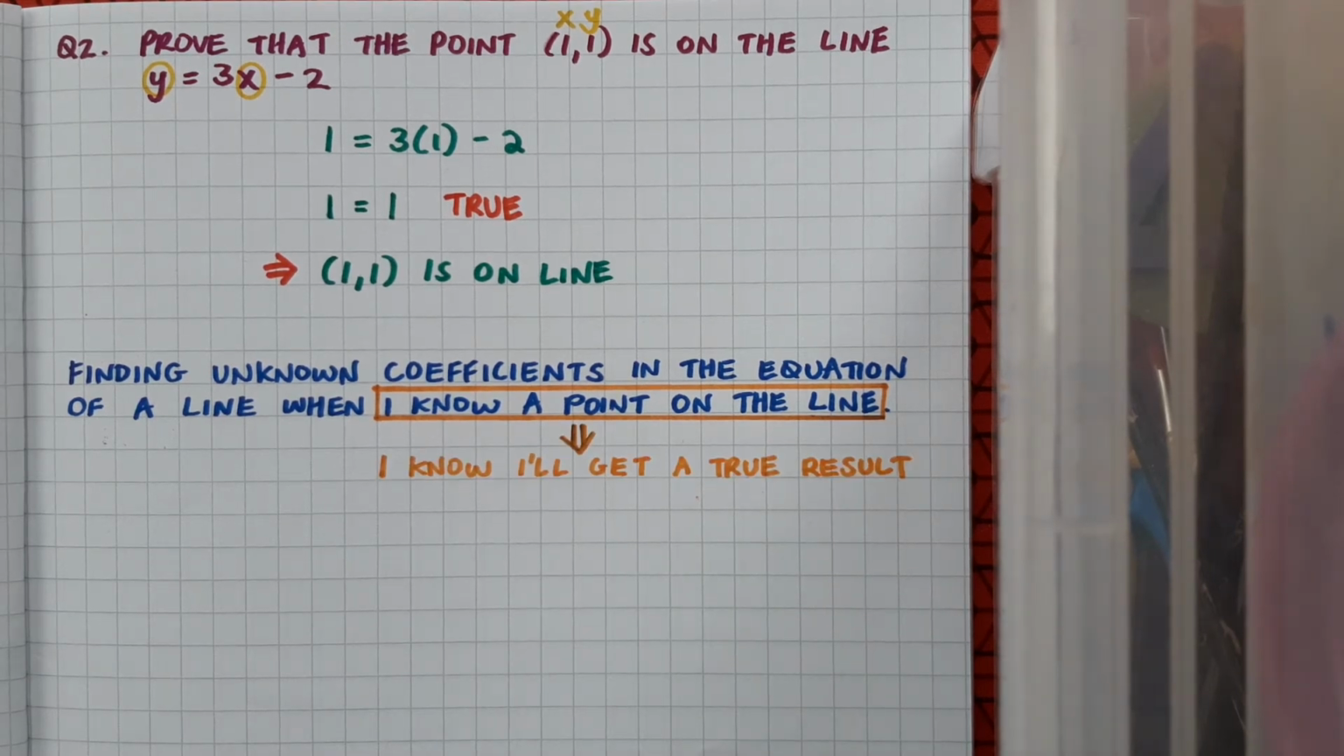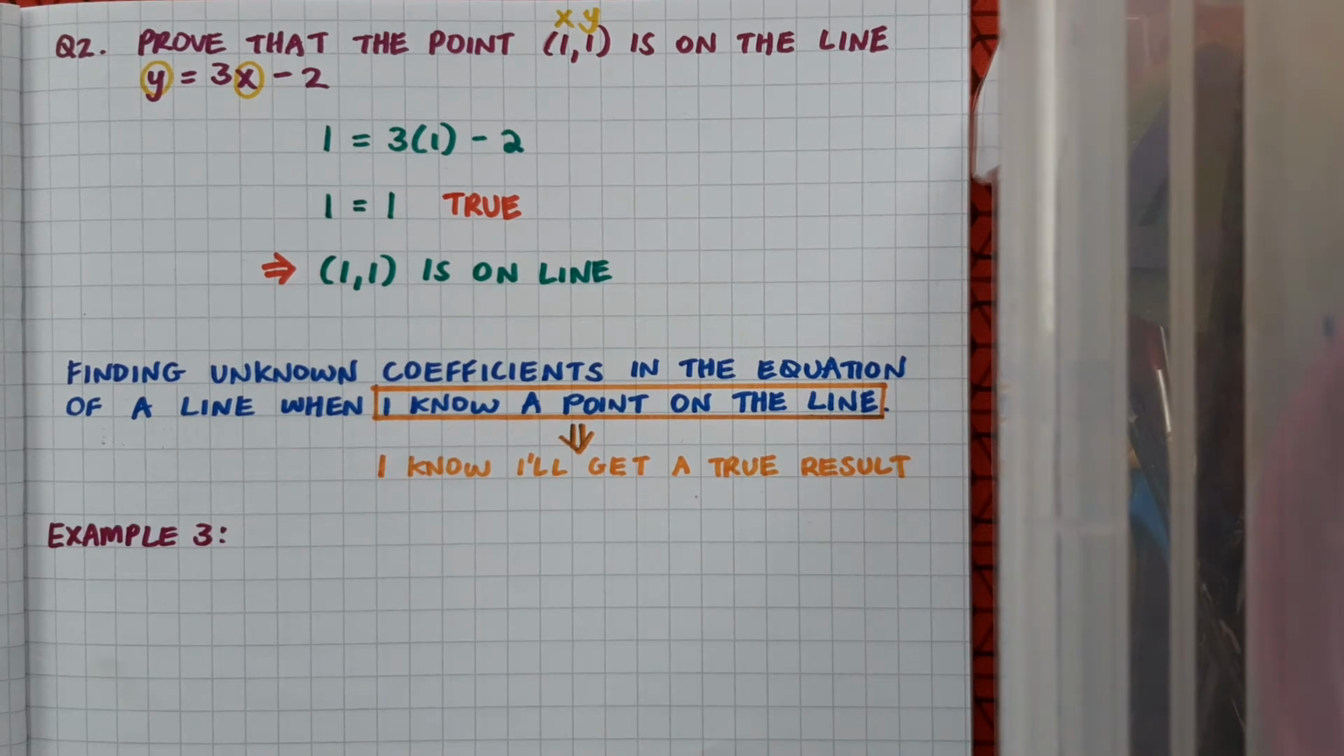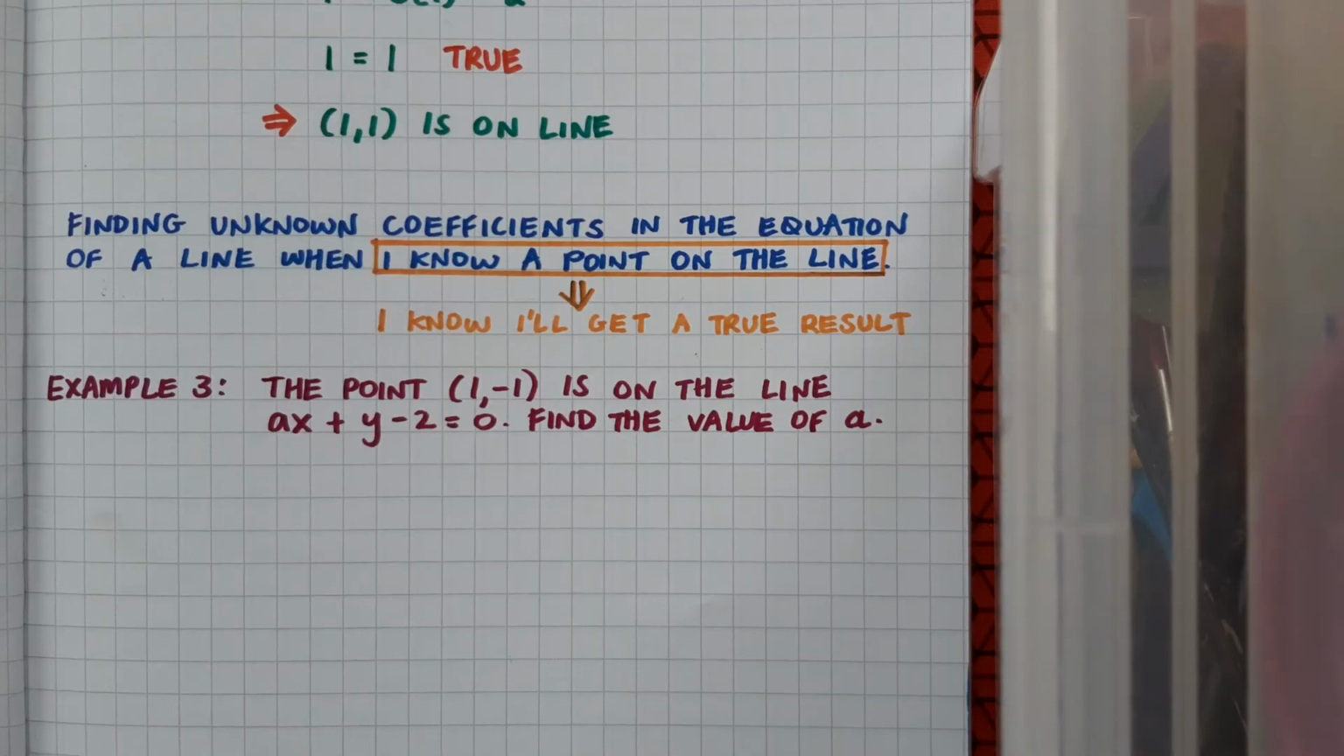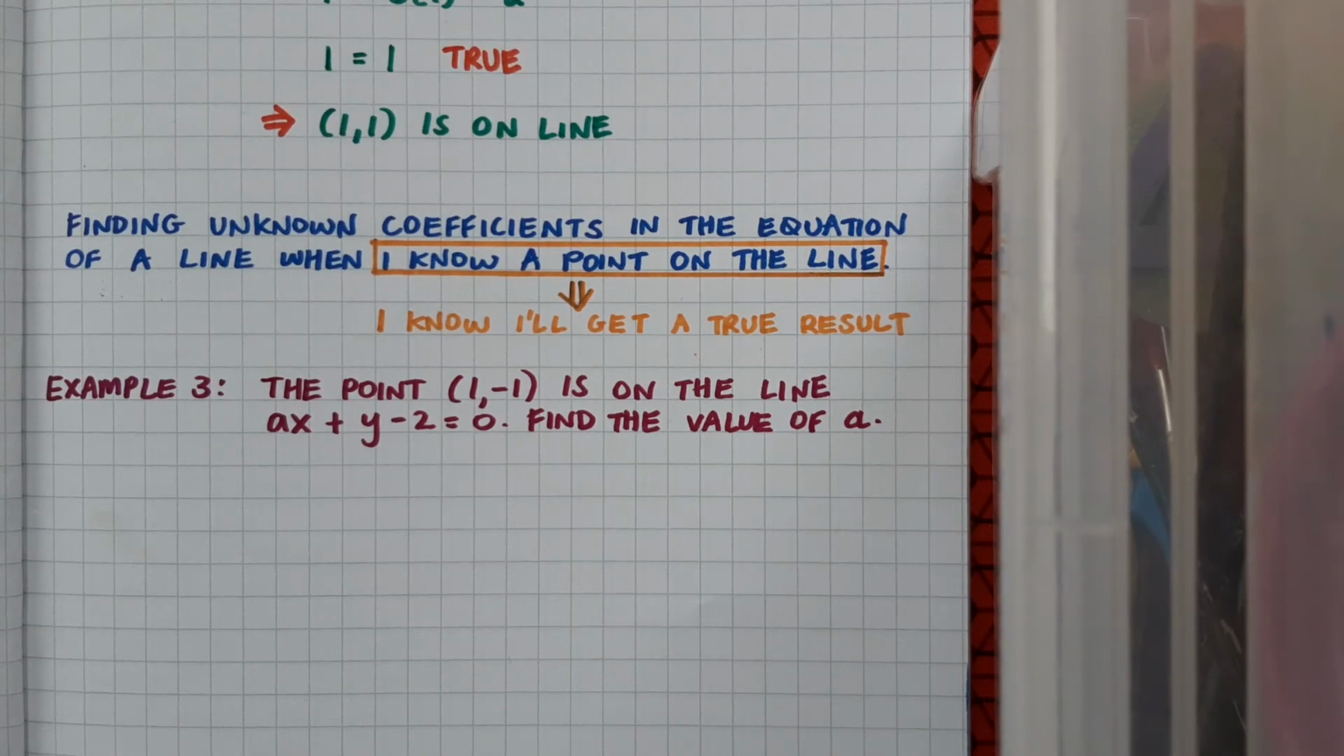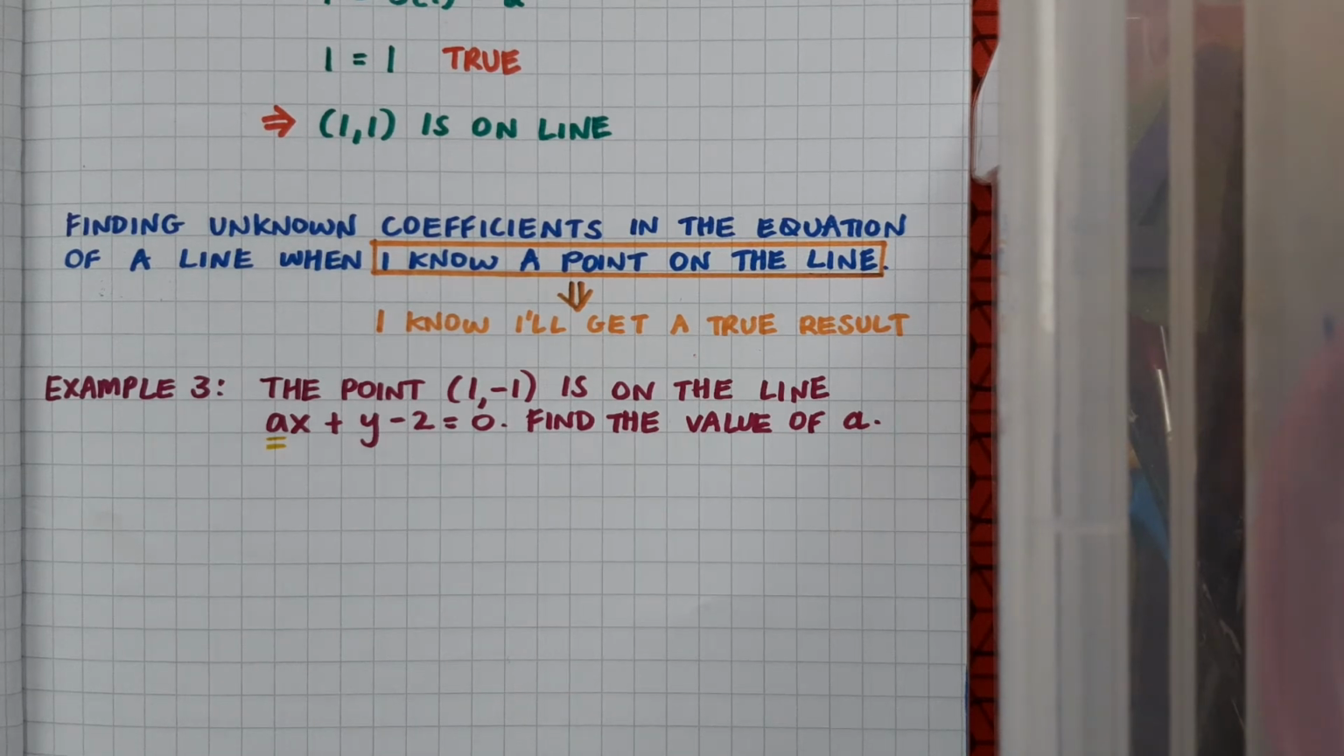And if that's the case, that's really useful because it means I know I'll get a true result when I sub the point into the line. So let's look at an example. Here's an example of this type of question. The point (1, -1) is on the line ax + y - 2 = 0, and we want to find the value of a. We don't know the value of the coefficient of x, but we do know that the point (1, -1) is on the line. So, like I said, we'll take the exact same approach as previously.